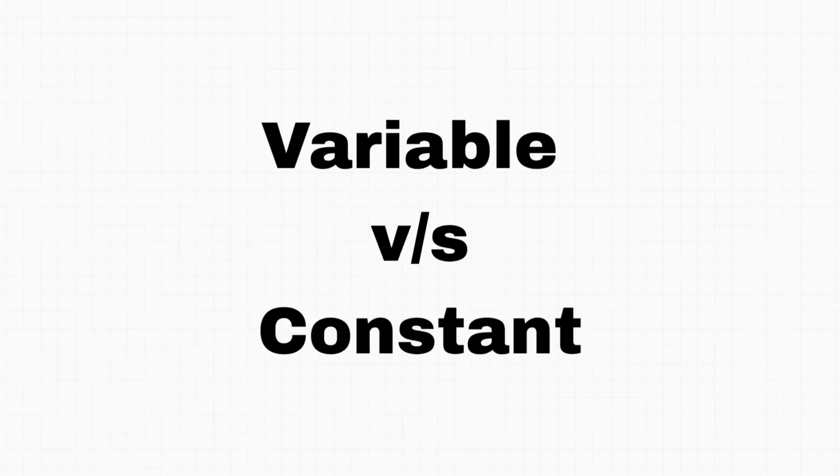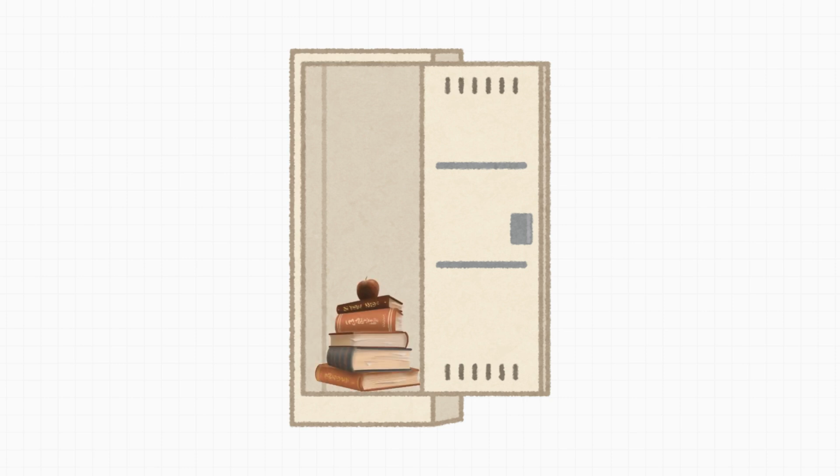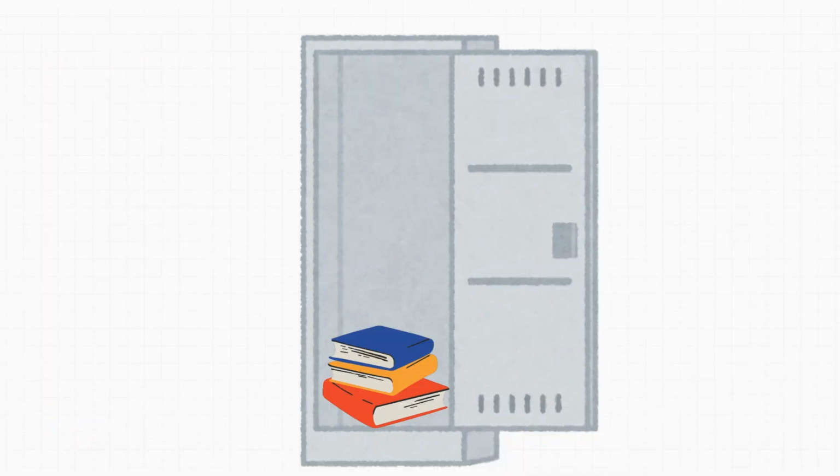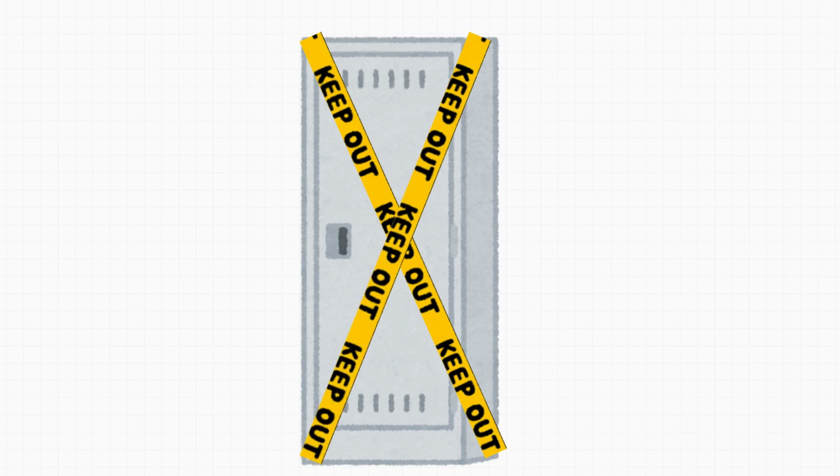Difference between variable and constant. Variables can change, like taking books out and putting new ones in. But constants are lockers that get locked after the first use. Once you put something in, it stays that way.